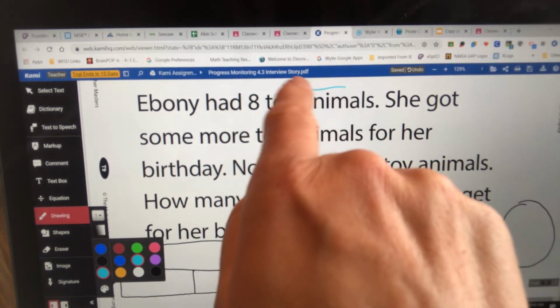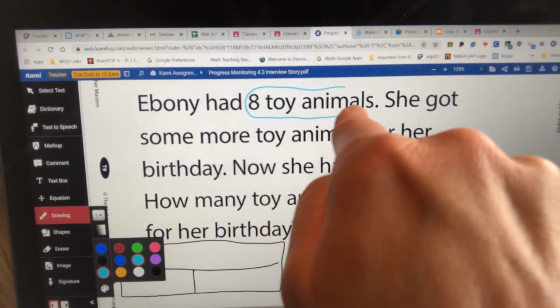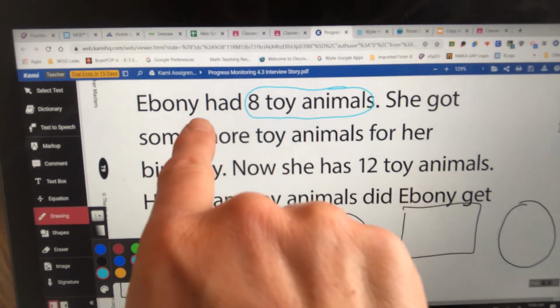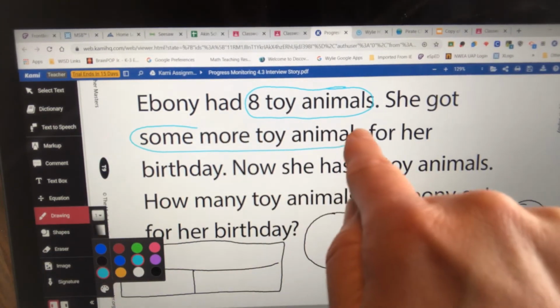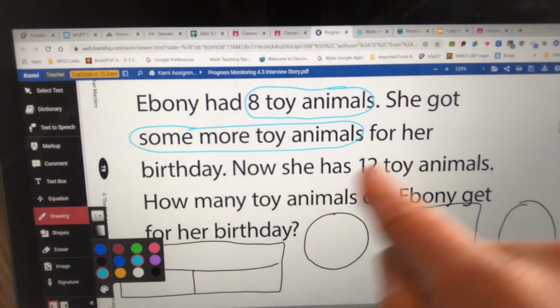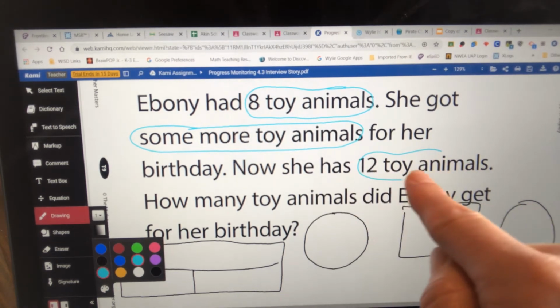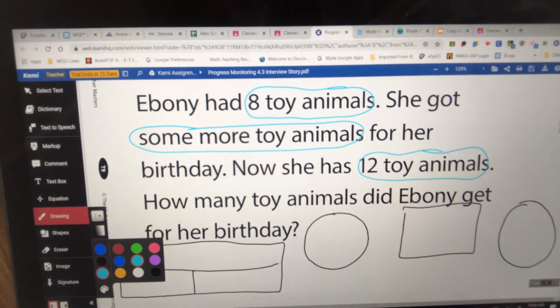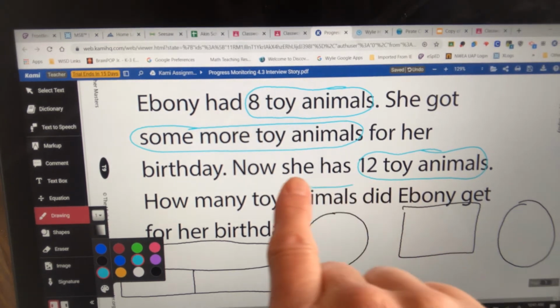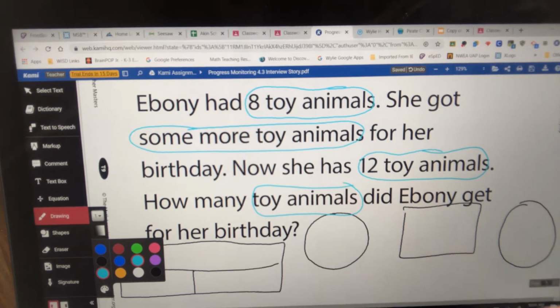Ebony had 8 toy animals. She got some more toy animals for her birthday, and now she has 12 toy animals. So in my head, I can see Ebony, and she's got some animals, and then it's her birthday, and she gets some more animals. And now she's got even more animals than what she started with. And I'm looking for how many toy animals she got on her birthday.